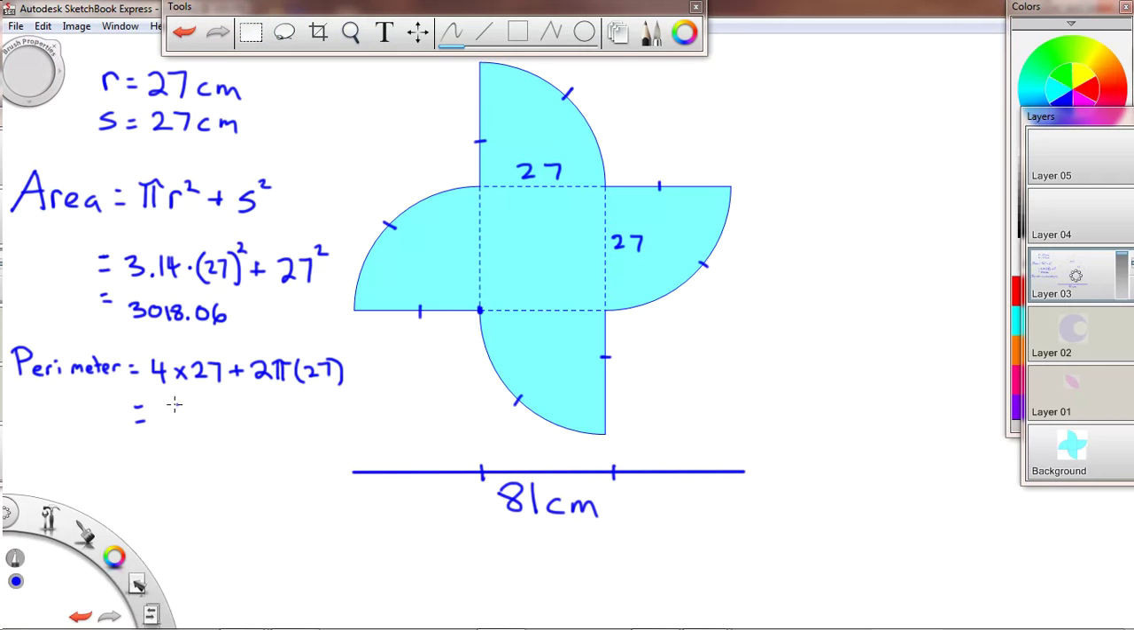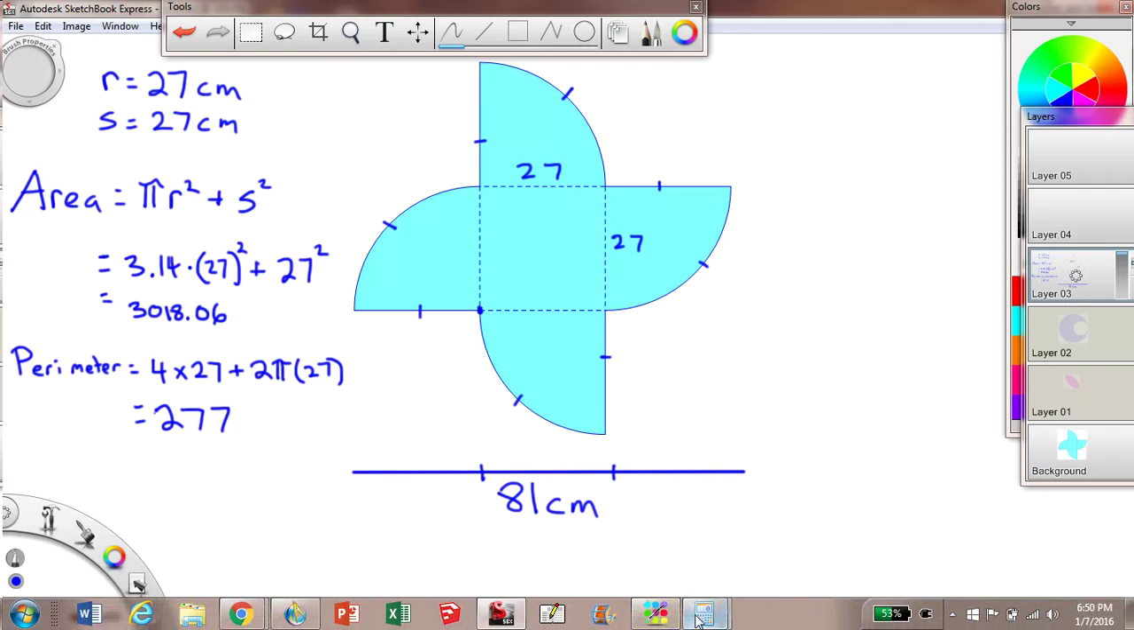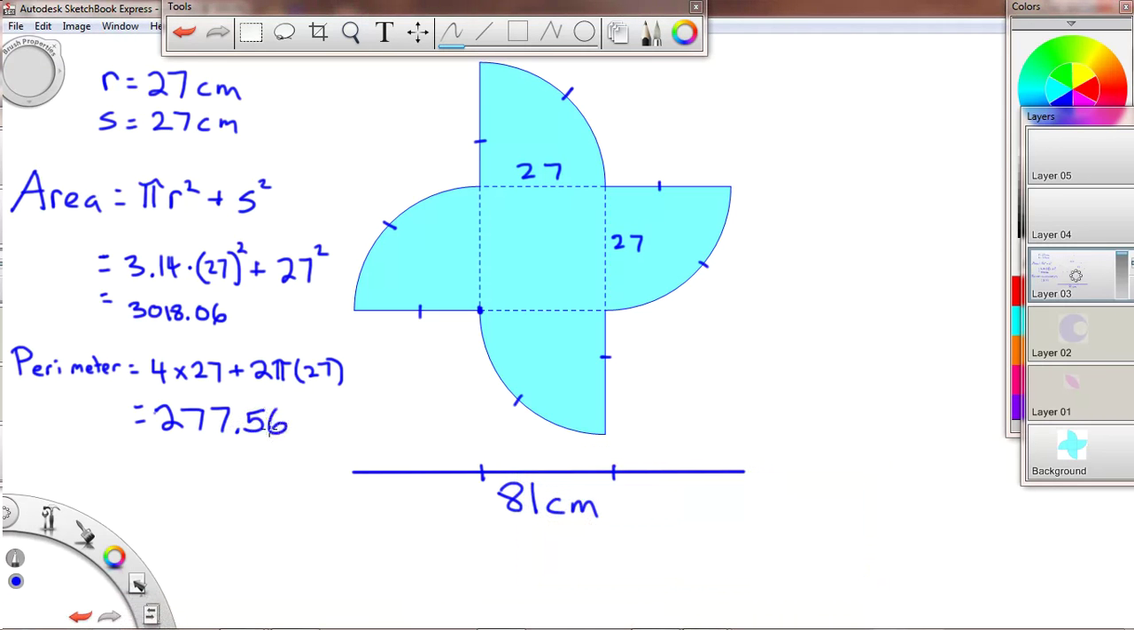The important thing is, I know you know how to use a calculator, so I'm glossing over that. The important thing is you know how to break this problem down into 1, 2, 3, 4 straight lines and the circumference of a circle. Okay. So our answer was 277.56. Okay, and that's that problem.